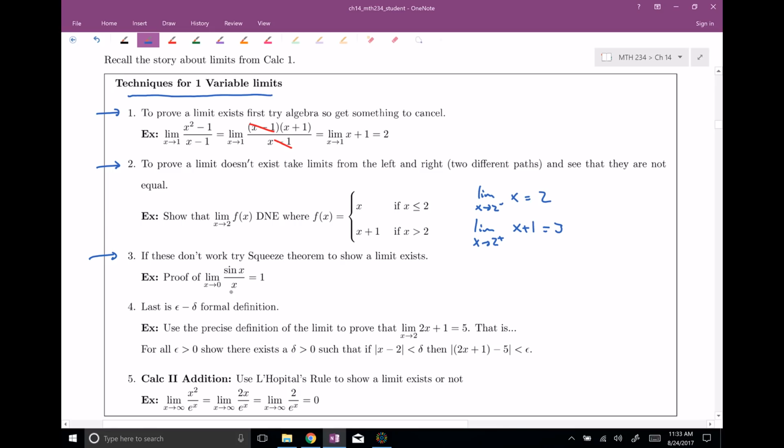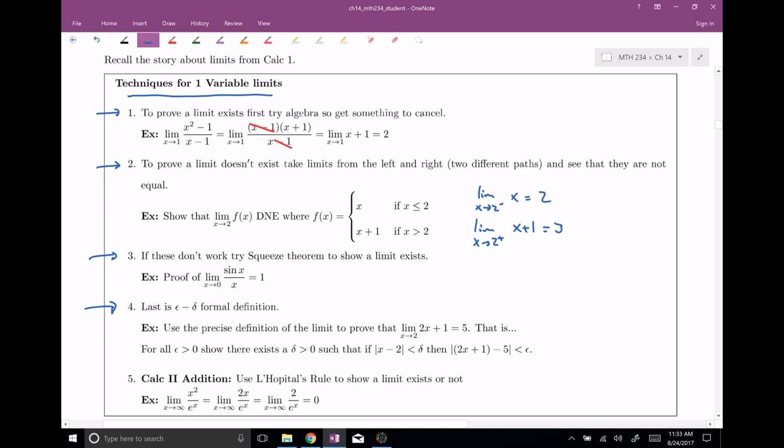And then finally, I guess no one's favorite was the epsilon-delta, the formal definition for limits. We use these to prove formally things like 2x plus 1 goes to 5 as x goes to 2. That is, for all epsilon, there exists a delta such that if x is within delta from 2, then our function is within epsilon from the limit 5. Okay, those were a huge pain.